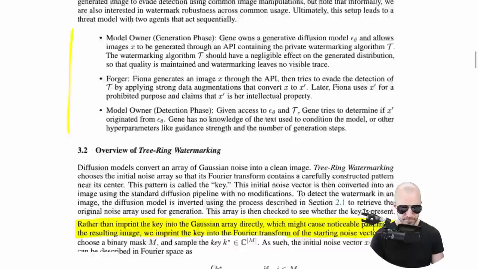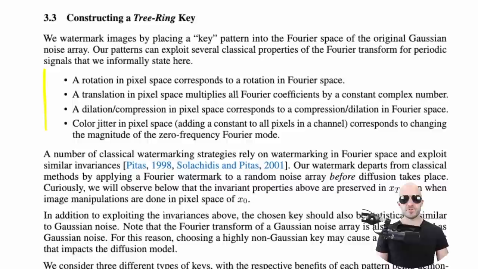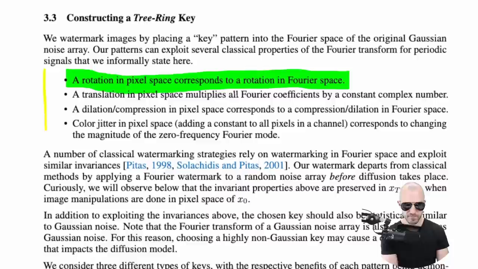Let me find that. So these are some properties. Note, you could even do that without the Fourier space and without rings and so on, and it would still work in principle. However, we're going to use some nice facts and features of Fourier transformations and of rings in Fourier space. So they say a rotation in pixel space corresponds to a rotation in Fourier space. So if you rotate the picture, then you also rotate its Fourier transformed result or its representation in Fourier space. And therefore, because we have the ring, if we transform the image or the original noise in that case after the reverse process, the key is still going to look the same because rotation doesn't change anything at a circle.